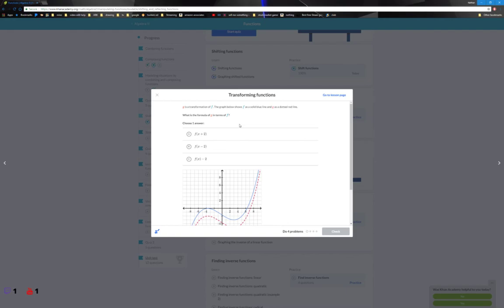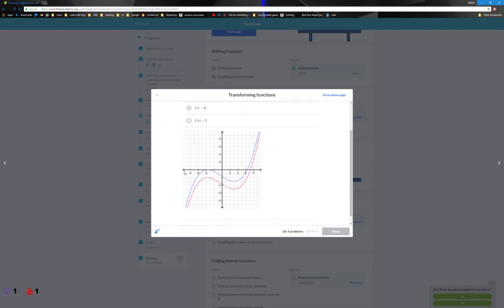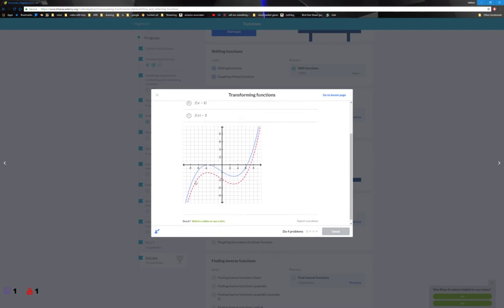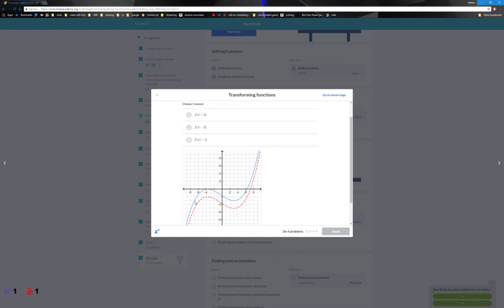All right, so g is a transformation of f. f is the solid blue line and g is a dotted red line. What's the formula of g in terms of f? So this red line is g, this blue line is f. So we'll find like points right here. G is 2 less, so we'll try negative 4. G is 2 less. Negative 2. G is always 2 less vertically than f.